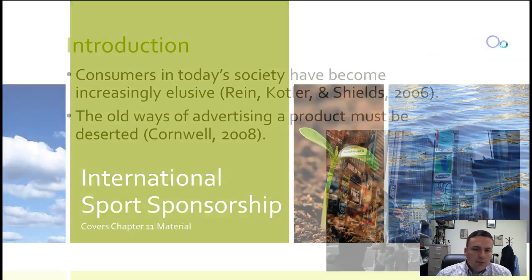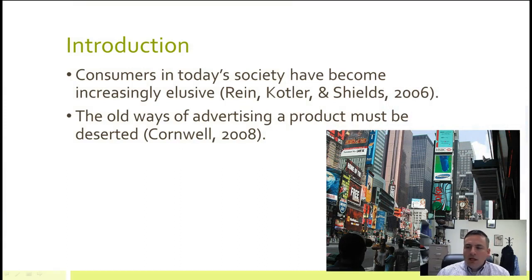And so let's dive into it. This first thing I want to talk about is what we've called the elusive fan. I've mentioned this a couple times throughout the semester. There's a book by Ryan, Kotler, and Shields, published in 2006, and actually I think they have a newer version now of it. But essentially the whole idea of the book is that consumers in today's society are becoming increasingly elusive. What we mean by that is we can't capture them.